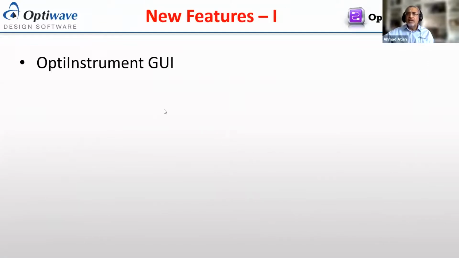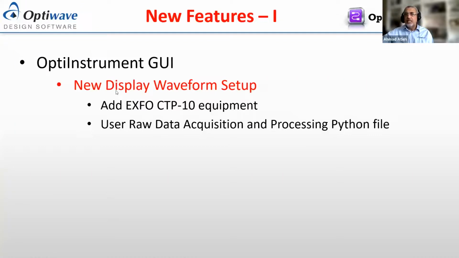The first thing we added in 4.0 is the GUI. We changed the display waveform setup to allow a new equipment from EXFO, called the CTB-10, to be used within OptiInstrument software, so users can communicate with the CTB-10 and test passive modules. We're going to show it to you in a second, the display.